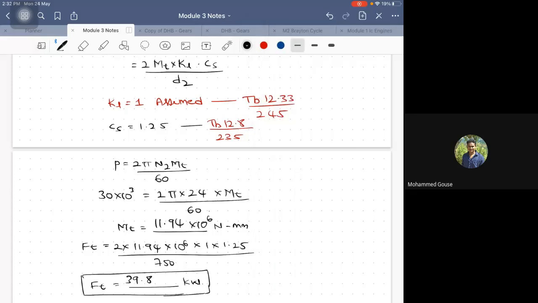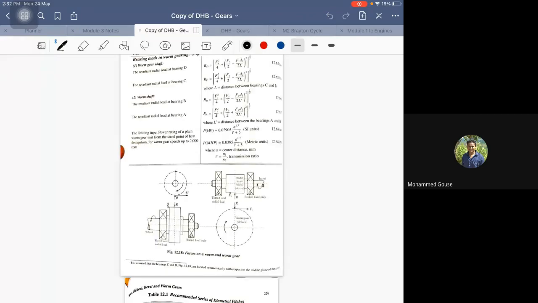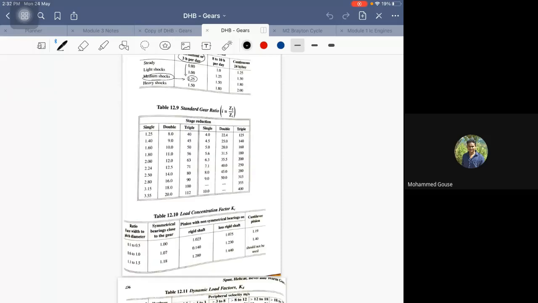Now, what is stopping you from calculating the module? FT is done. Next, you have to get the form factor. For the form factor, again, you have to go to table number 12.28b, page number 244. Where is that? Page number 244.